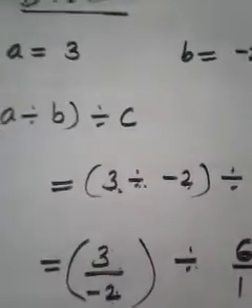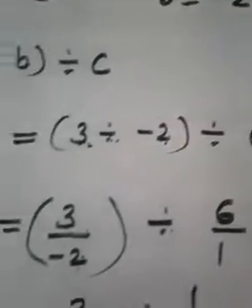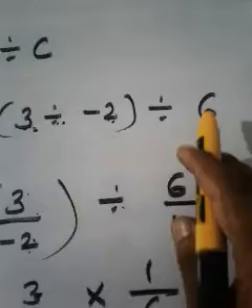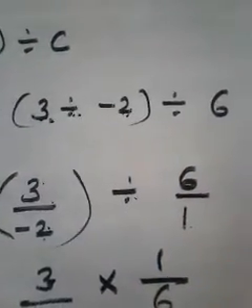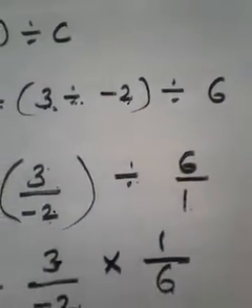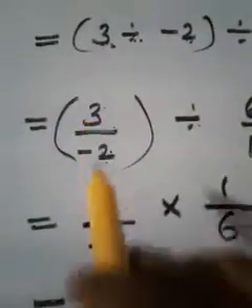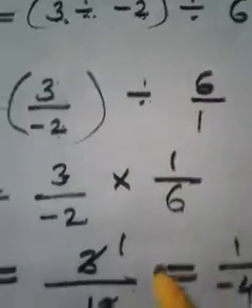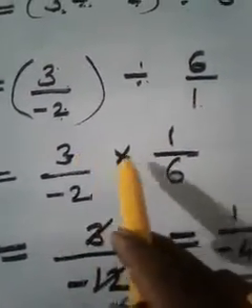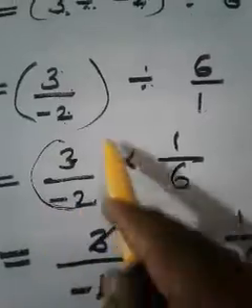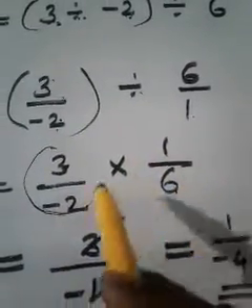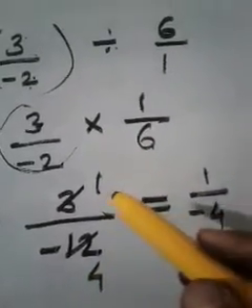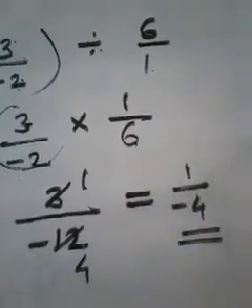Once again, you just see step by step. 3 divided by minus 2, I can write it as 3 divided by minus 2, division sign as it is. 6 I can replace by 6 by 1, because if there is no denominator, I can give denominator 1. Then the division sign will be into, then take the reciprocal of 6 by 1, that is 1 by 6. Since it is a fraction, and it is another fraction, you know how to multiply two fractions. 3 into 1 is 3, minus 2 into 6 is minus 12. When you reduce it, it becomes 1 by minus 4. You may have understood.